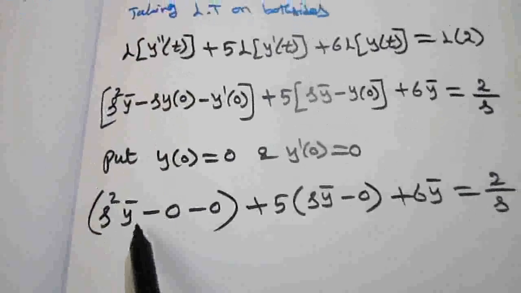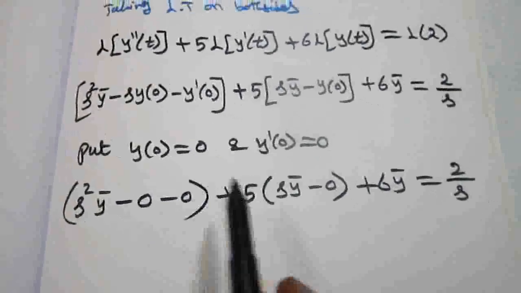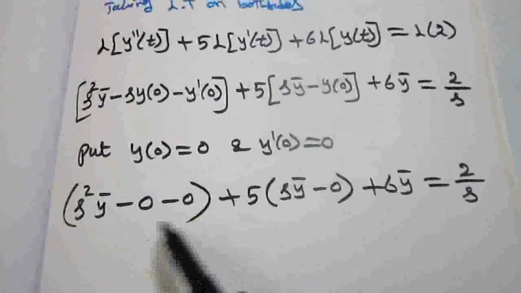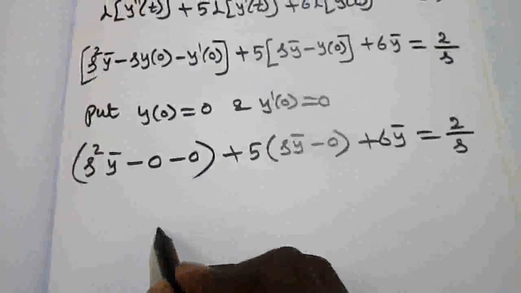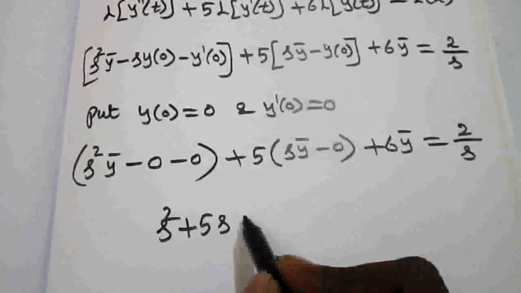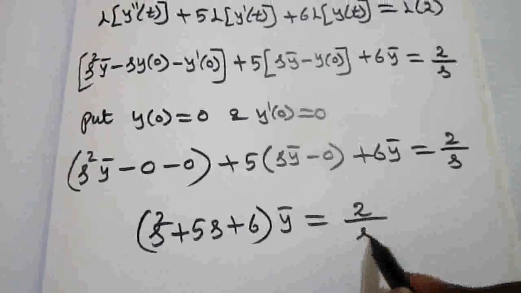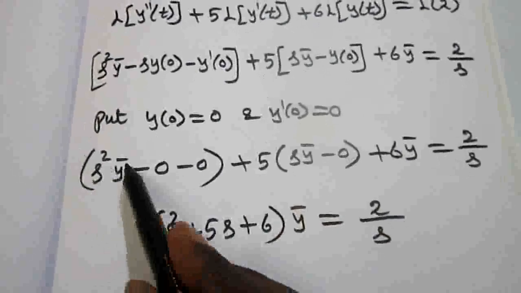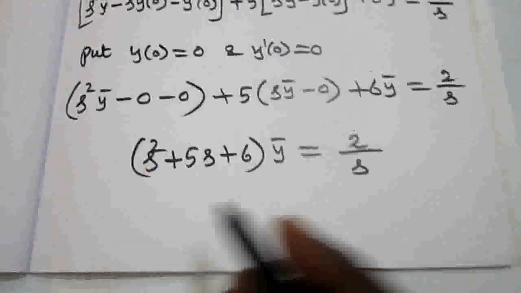Okay, now here each term has a y bar term. If any term did not contain y bar, you could take it to the right hand side, but there is no such term. So all the terms contain y bar. So take y bar outside, so that it becomes s square plus 5s plus 6 into y bar is equal to 2 by s. Now from this we can find y bar.